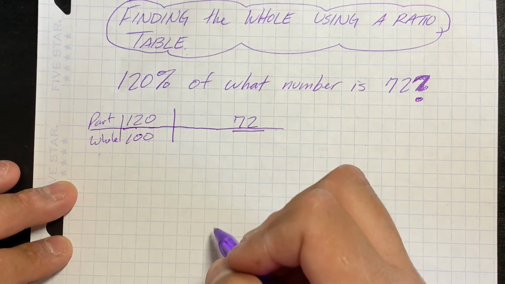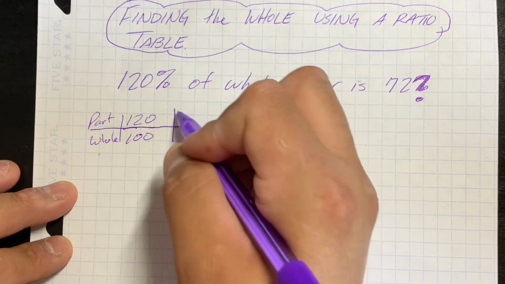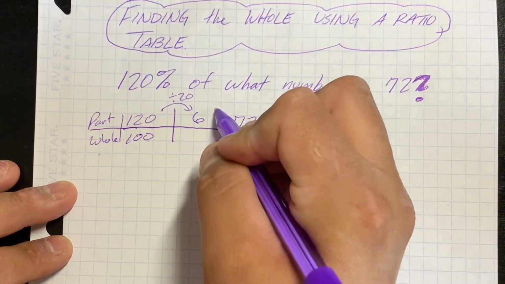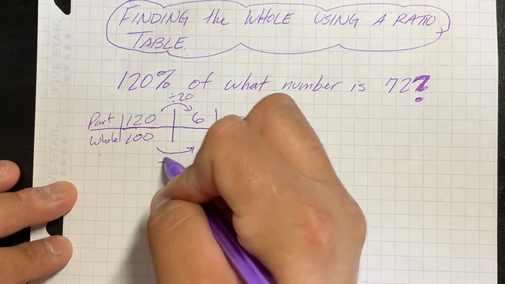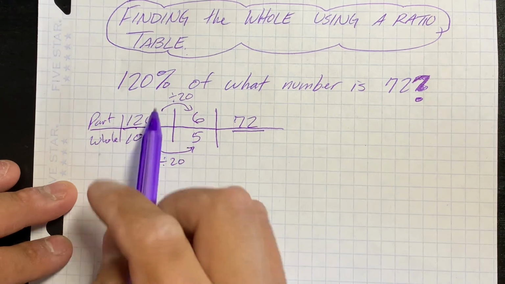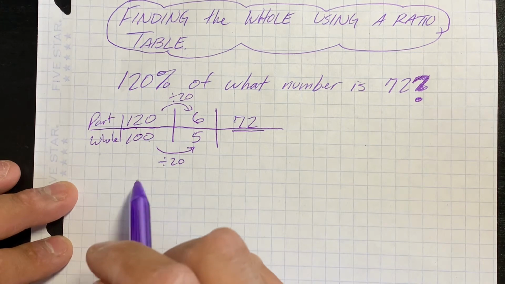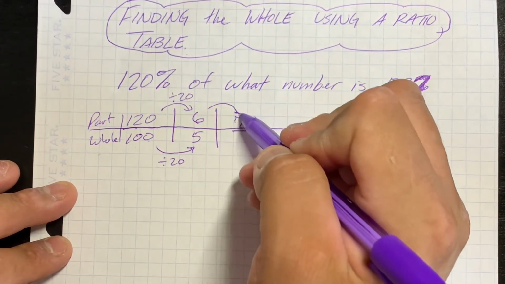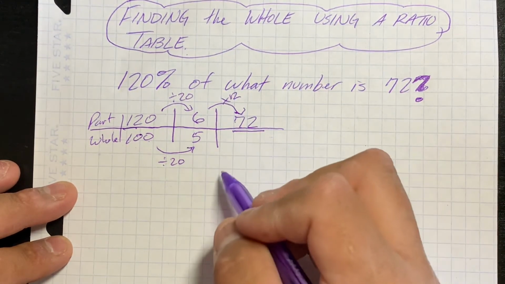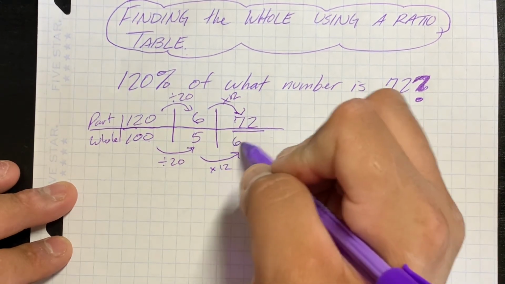Now, if I look at this, I'm trying to do some numbers in my head. I do know that if I were to divide 120 by 20, I would get 6. And if I divide 100 by 20, I would get 5. So I'm just reducing by 20. So I have 6 to 5. And then how do I get from 6 to 72? Well, if I multiply 6 times 12, that does equal 72. And 5 times 12 is going to be 60.